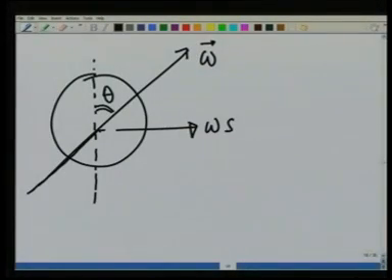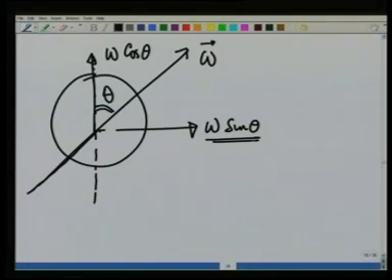Now I make use of the vector nature of angular velocity. Take its component in this direction, omega sine theta, and take its component in this direction, omega cosine theta. And these are two independent vector quantities, omega sine theta, omega cosine theta. Omega cosine theta cannot contribute to rolling at all. So eventually due to friction it will stop rolling, it will stop rotating like this. On the other hand, omega sine theta is responsible for rolling.